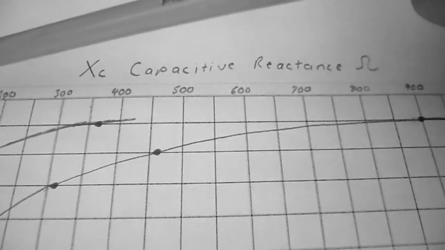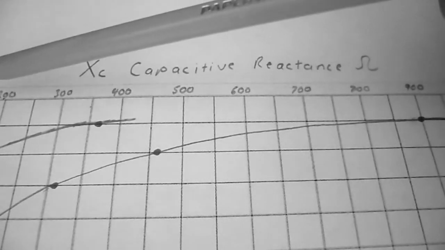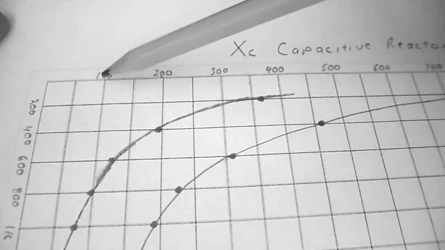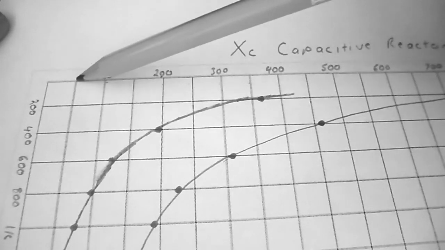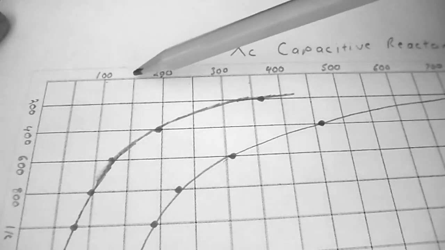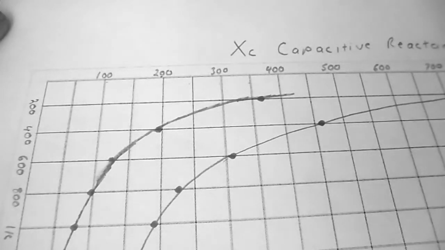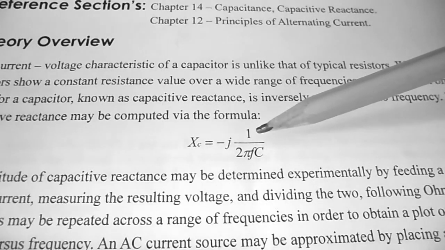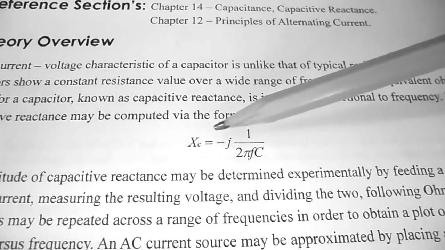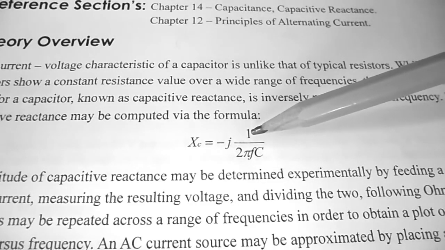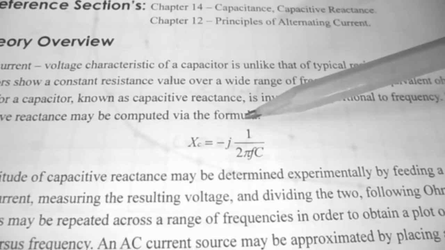So I'm doing every 2 divisions is 100 ohms. So on my graph paper, every 2 divisions will be 100 ohms, so 50 ohms per division. 150, 200, 250, 300, and so on, all the way up to 900 ohms. When plotting your points, remember that the formula is XC is equal to 1 over 2 pi FC. So this is not going to be a linear relationship. It's going to be some kind of curve.